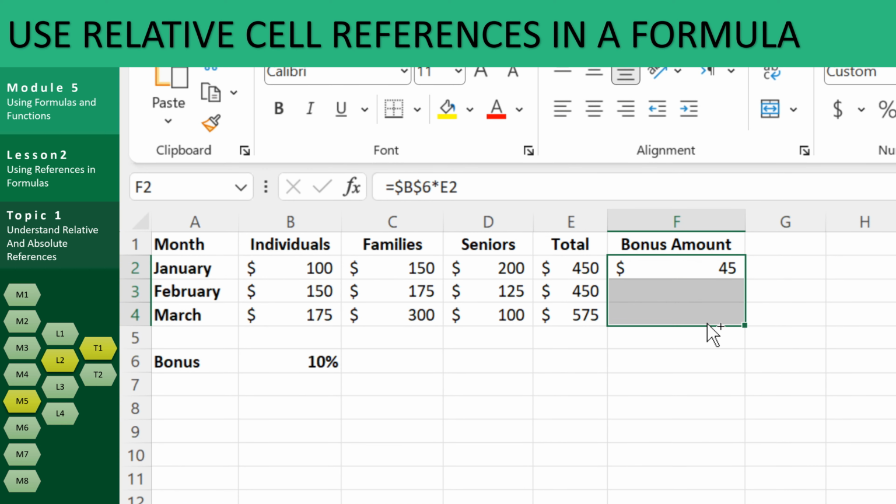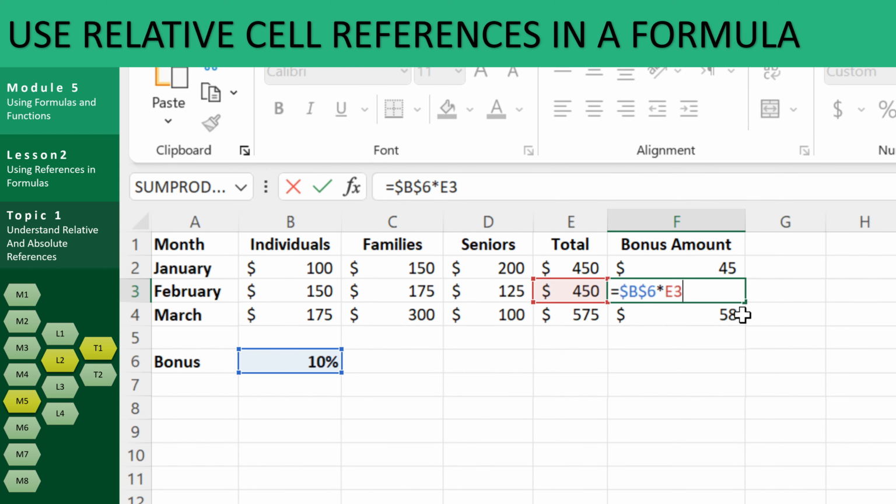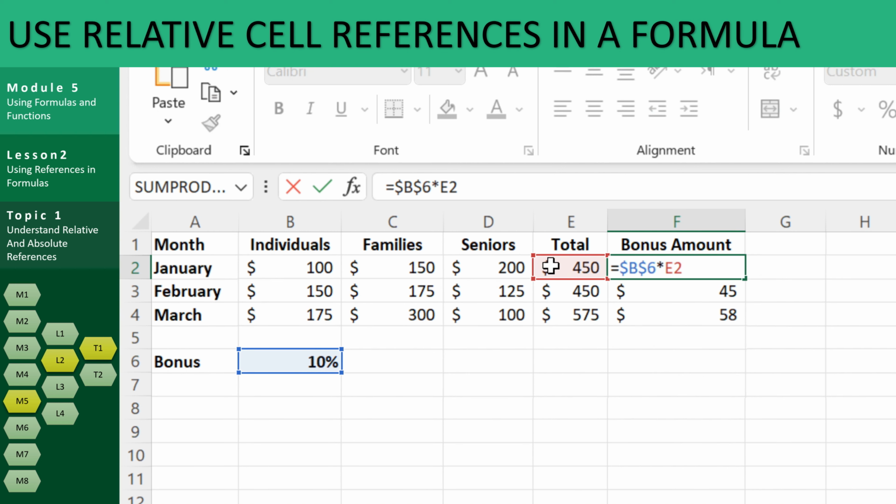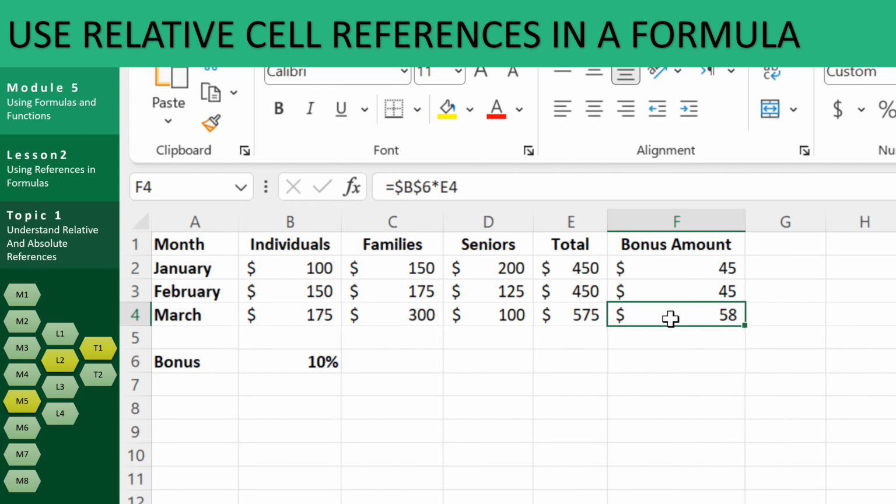When the formula in cell F2 is copied to cells F3 and F4, notice that the cell reference to B6 does not change because the absolute reference indicator $ has been applied to the column and row. Also note that the original reference to cell E2 continues to change relative to where the formula is copied to because it does not contain an absolute reference indicator.